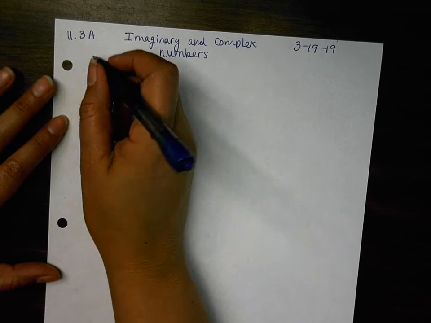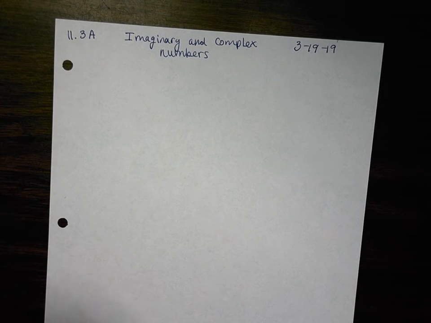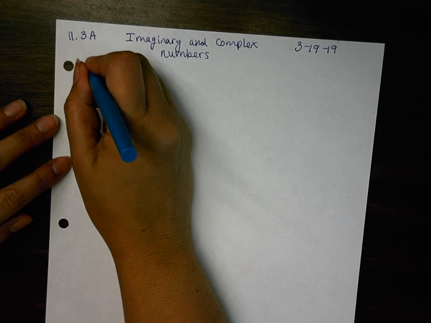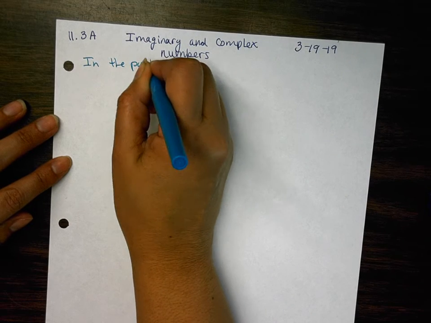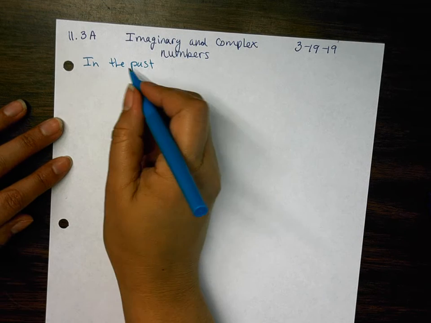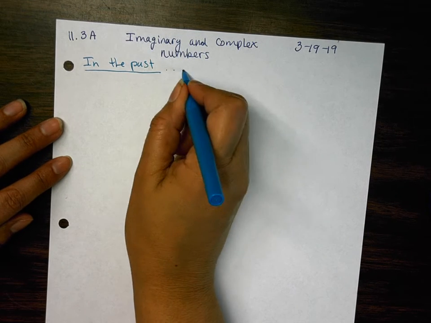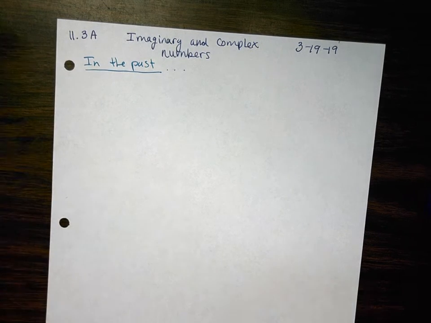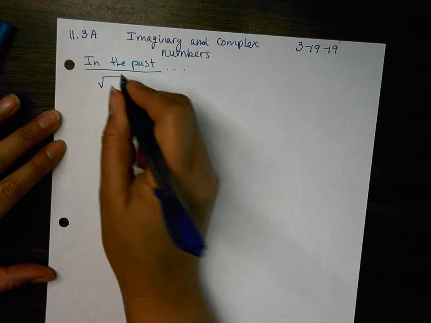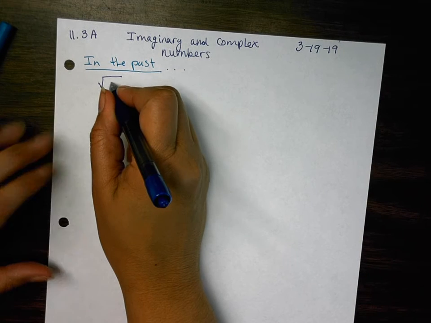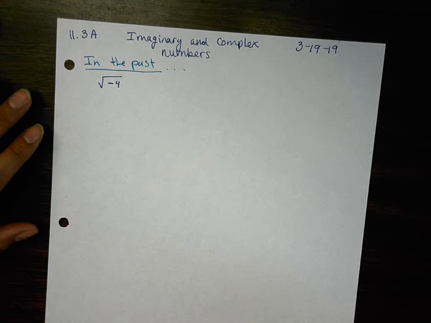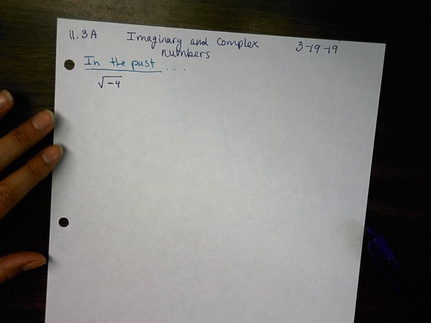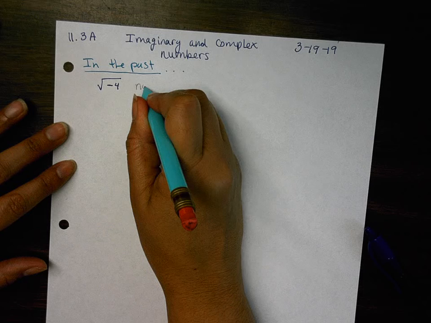Okay, in the past, and by in the past I mean just a few minutes ago, we just did one of these when we were working on last night's worksheet. We ended up on that worksheet with the square root of -4, correct? And what did we say it was? No real solution.